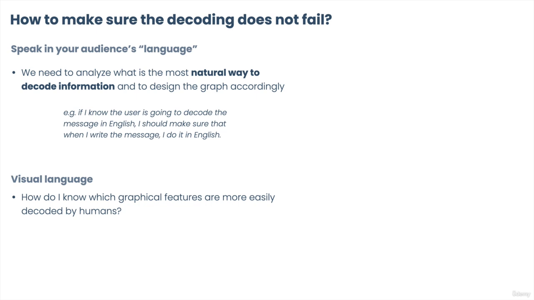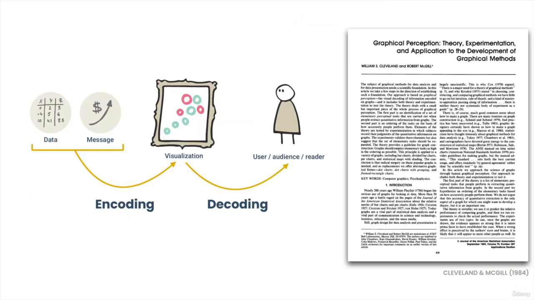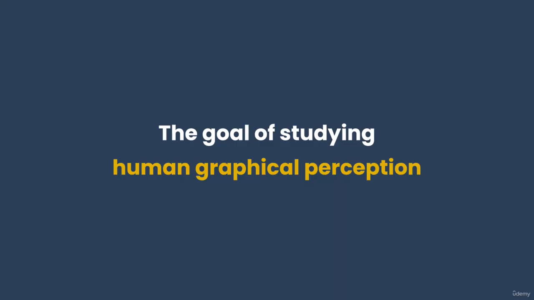But how do I know what my audience understands in terms of visual language? Well, luckily, there's a paper by two scientists called Cleveland and McGill, which is from the 80s, called Graphical Perception: Theory, Experimentation, and Application to the Development of Graphical Methods. In this paper, the authors study the details of the decoding part so that we can design more effective encodings. So basically what the authors are doing in this paper is bringing some science into data visualization through the study of human graphical perception.